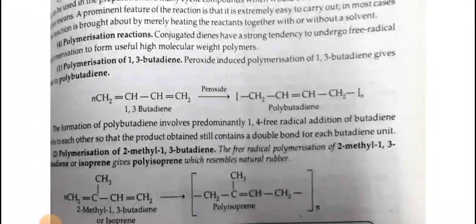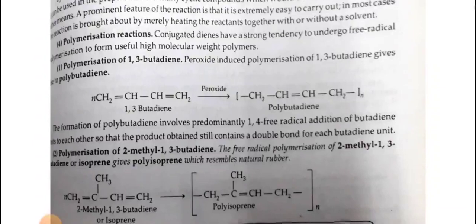Second, polymerization of 2-methyl-1,3-butadiene. The free radical polymerization of 2-methyl-1,3-butadiene, or isoprene, gives polyisoprene, which resembles natural rubber.